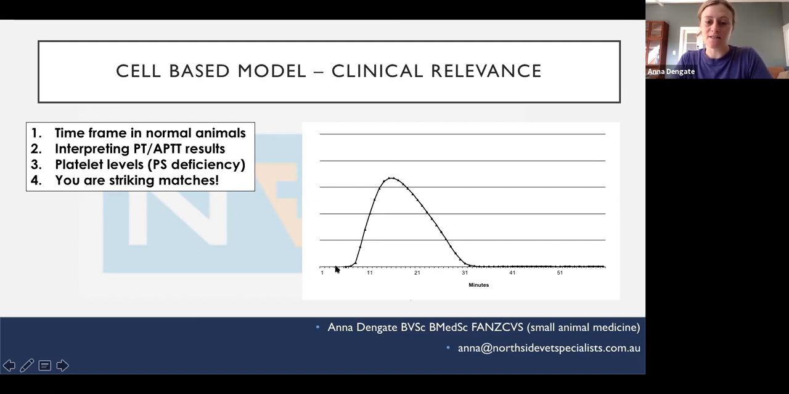The other important thing is the time frame in animals. So we're not going to get significant clot formation for at least 5 minutes. So when people say you have an injury, hold it off for 5 minutes, there's really good science behind that. Don't lift the swabs up. Look at your watch, make it 5 minutes, because you're not going to get significant clot formation before that.